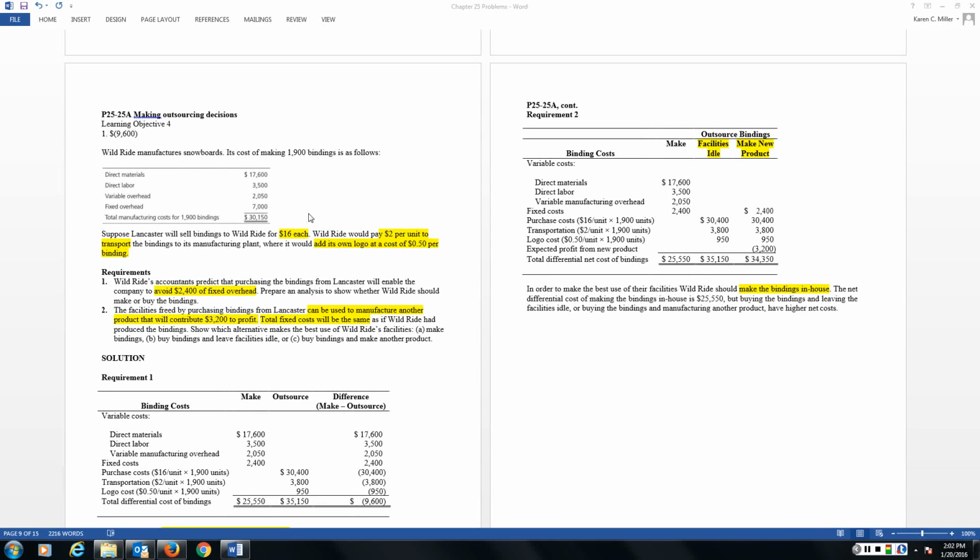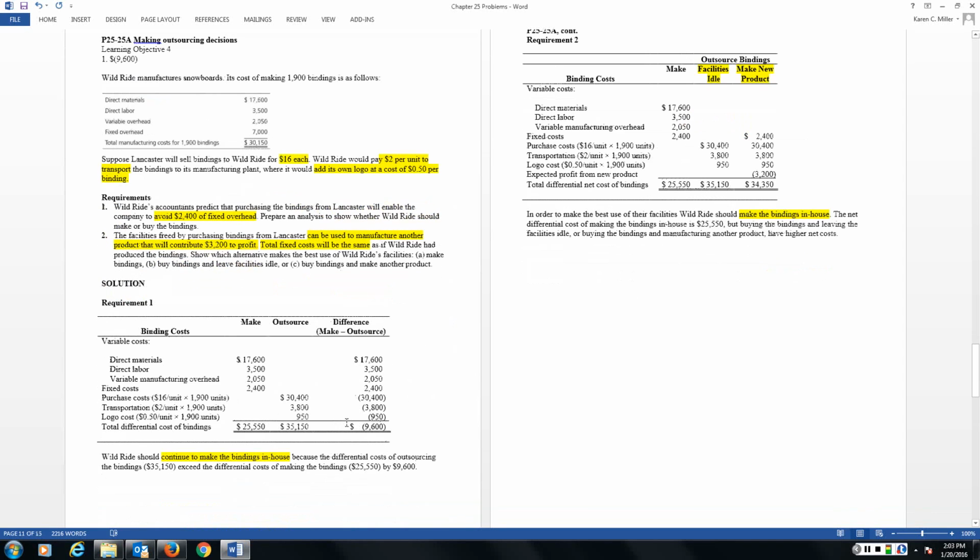Now, if I outsource, we can simply calculate the cost it would take us to buy this product. $16 for the binder, $2 for shipping, 50 cents for my logo. So basically $18.50 times 1,900 units is $35,150. So in this situation, I can only avoid $25,550 of cost in making the product. Why would I give up $25,550 in cost to spend $35,150 to purchase it?